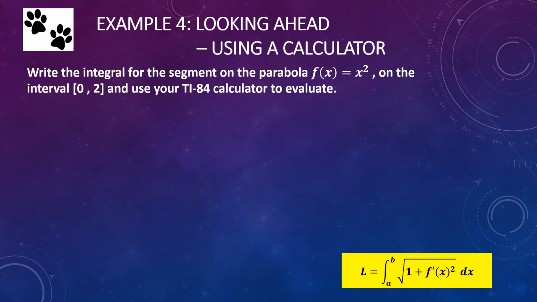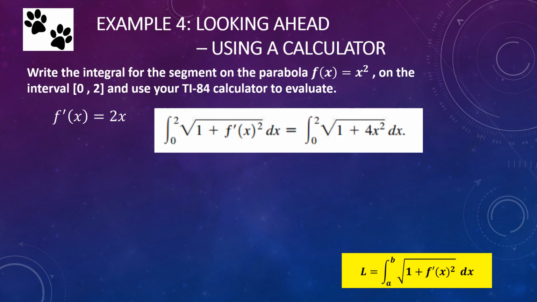So the first thing we have to do is to find our derivative, f prime of x, which is 2x. If we square this, we'll get 4x squared, so we can easily set up the integral from 0 to 2 of 1 plus the derivative squared, which gives us the integral from 0 to 2 of the square root of 1 plus 4x squared dx.